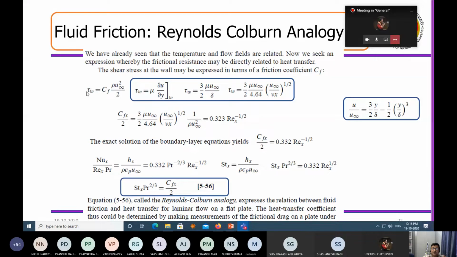So what is the source of your friction? It is the wall shear stress. How do you define wall shear stress? You say that this is proportional to what? Rho u infinity square by 2. So this is the kinetic energy. Why am I saying that?